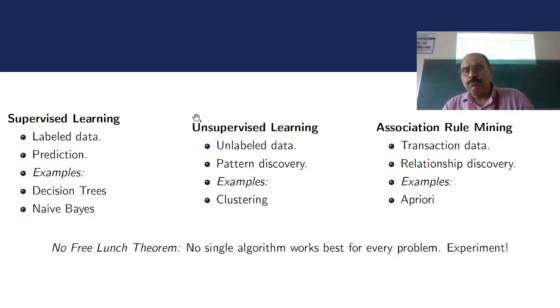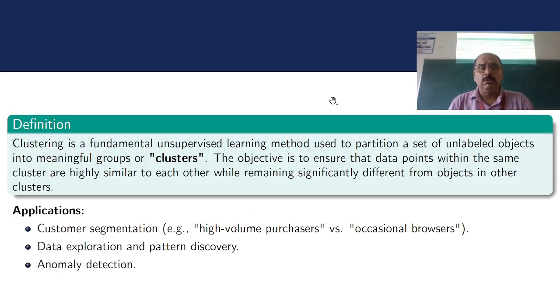So these are the three major types of classification of algorithms. Okay, please make notes. These are the probable questions that you might face in your examinations. Supervised learning, unsupervised learning, and the association rule.